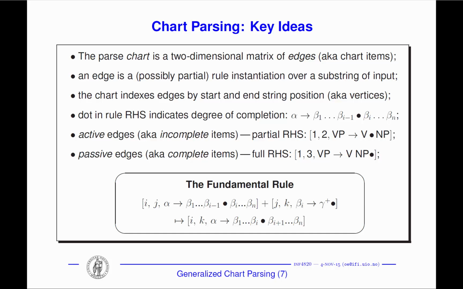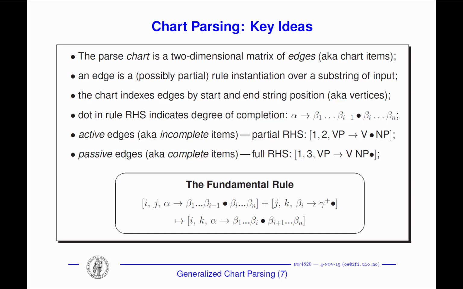So one active edge plus one passive edge that are right next to each other, where the active edge is looking exactly for what the passive edge provides. When these conditions are met, then we can combine these two. We derive a new edge from i to k, the sum of the two substrings, and we advance the dot in the right-hand side of the active edge. We have now found the beta i, and we're looking for the next element of the right-hand side.